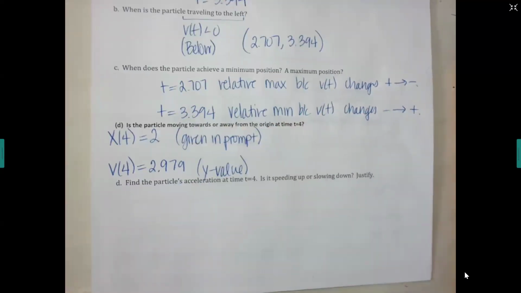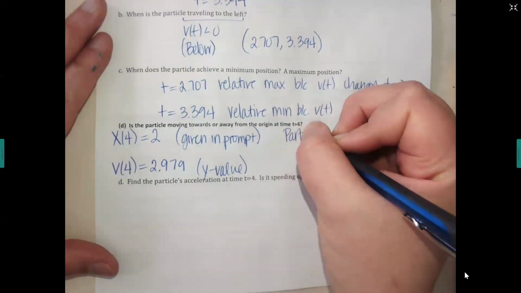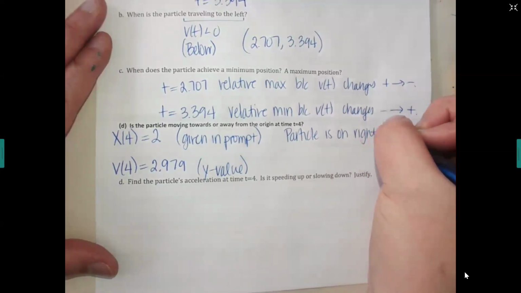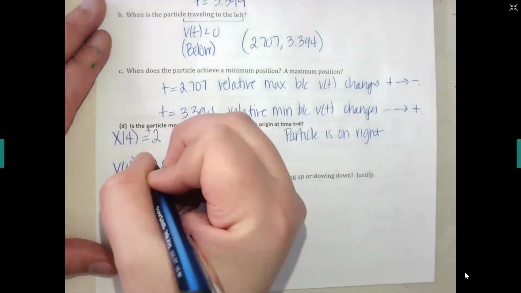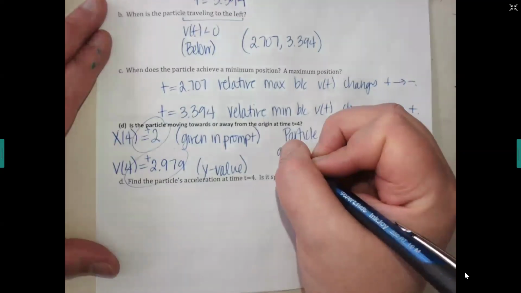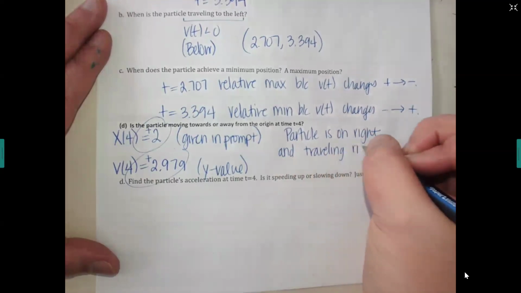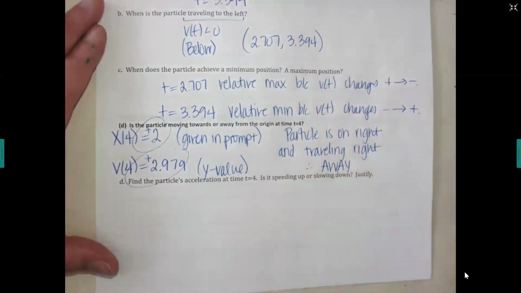Okay, so now consider your position is positive. Are you on the left or right side of the origin? Right. Okay, so particle is on the right. And then if your velocity is positive, which way is it traveling? These were both positive values. So it's on the right and it's traveling right, then is it going towards or away? There you go. Therefore, away. Okay.